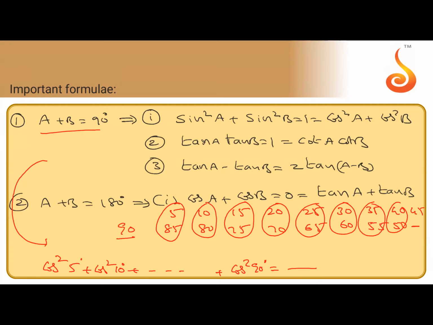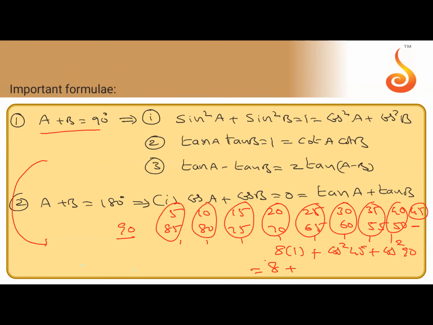That is, cos square 5 plus cos square 85, cos square 10 plus cos square 80, and so on. Each combination has value 1. There are a total of 8 combinations, so they give 8 into 1. And extra, there is no combination for 45 degrees, that is cos square 45, and cos square 90 also has no combination. That is the extra part: 8 into 1 plus cos square 45 plus cos square 90. Now you can tell the answer. Yes, that is correct. That is 17 by 2. Good.